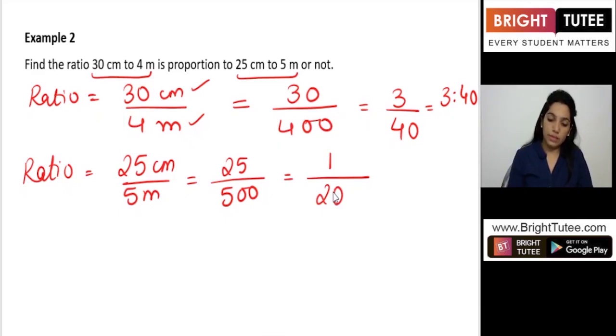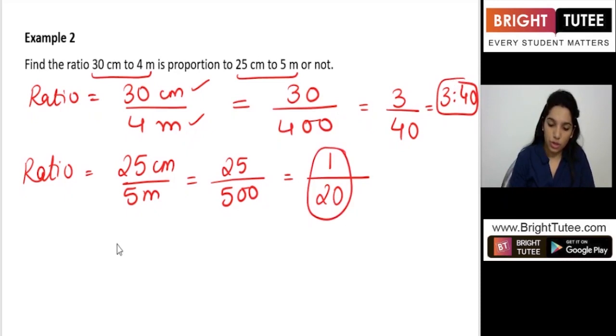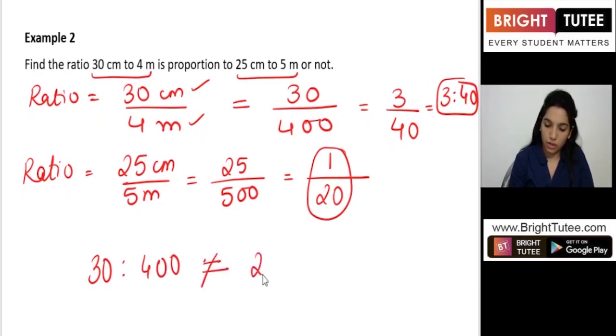Now clearly what do we see? In the first one we have got 3 over 40. And the other one we have got 1 over 20. So clearly these two are not in proportion. So we can write 30:400 is not in proportion with 25:500. I hope this is clear.